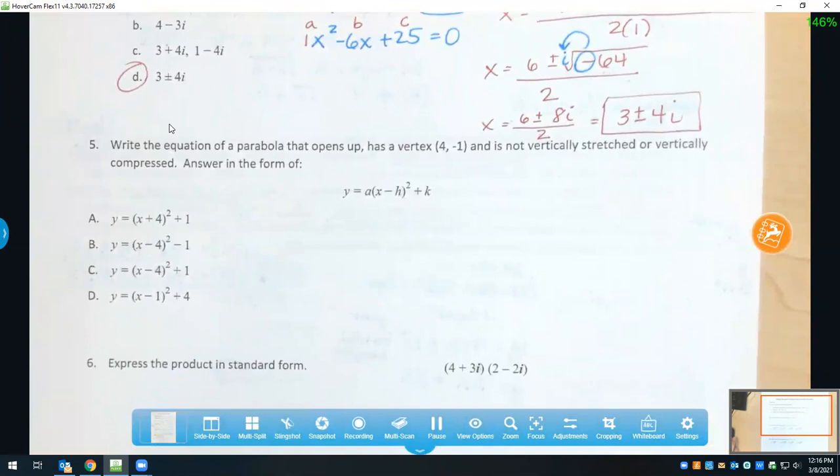So write the equation of a parabola that opens up and has a vertex of (4, -1), and is not vertically stretched or vertically compressed, and answer in this form. Y'all need help with that one?